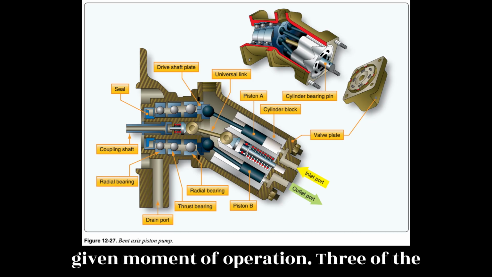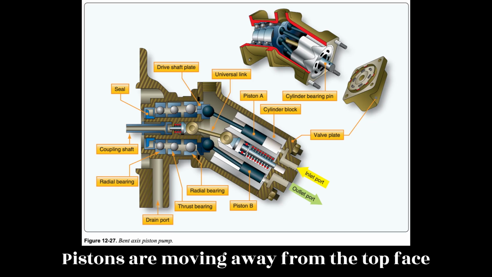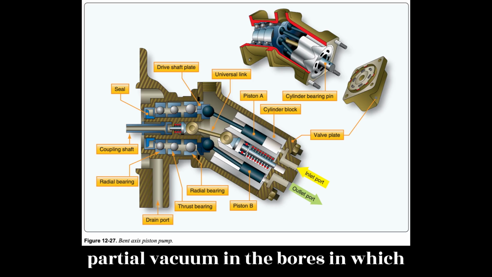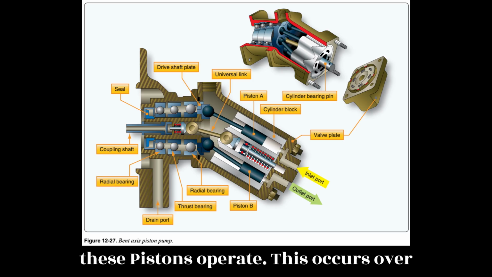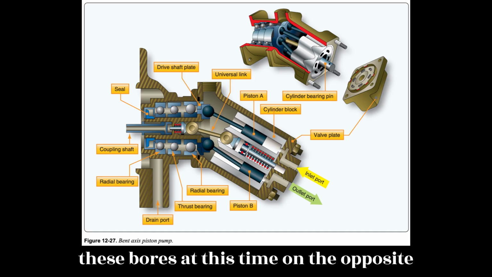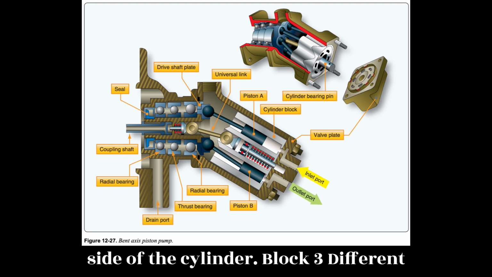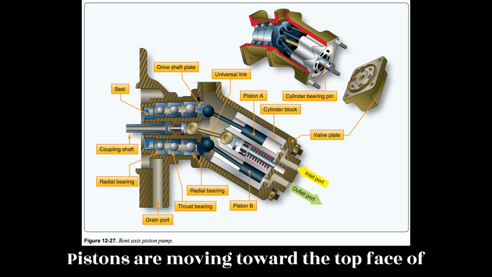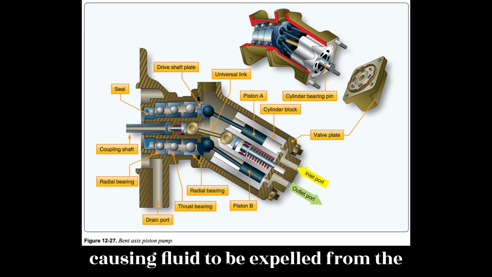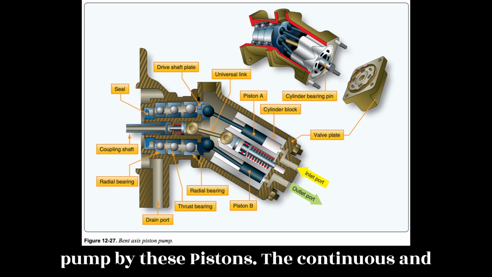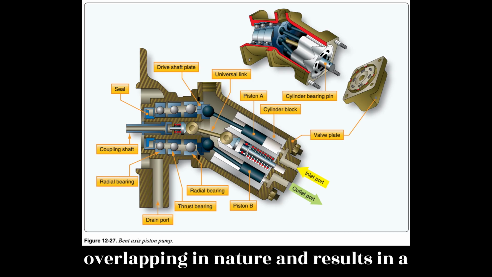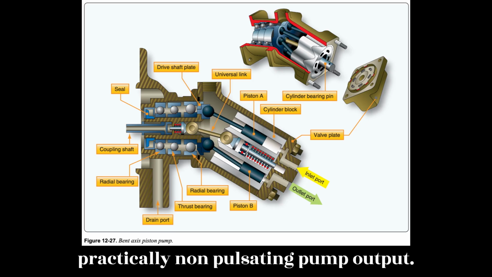At any given moment of operation, 3 of the pistons are moving away from the top face of the cylinder block, producing a partial vacuum in the bores in which these pistons operate. This occurs over the inlet port, so fluid is drawn into these bores at this time. On the opposite side of the cylinder block, 3 different pistons are moving toward the top face of the block. This occurs while the rotating group is passing over the outlet port, causing fluid to be expelled from the pump by these pistons. The continuous and rapid action of the pistons is overlapping in nature and results in a practically non-pulsating pump output.